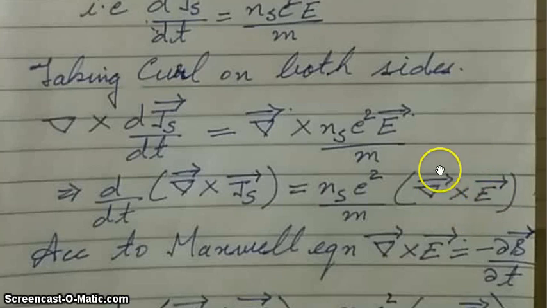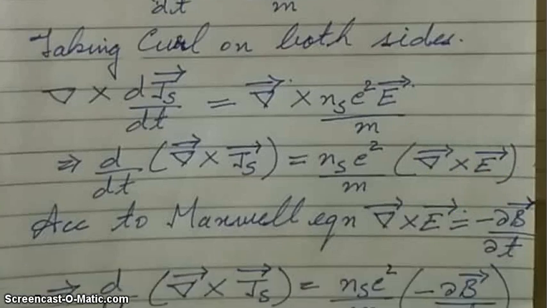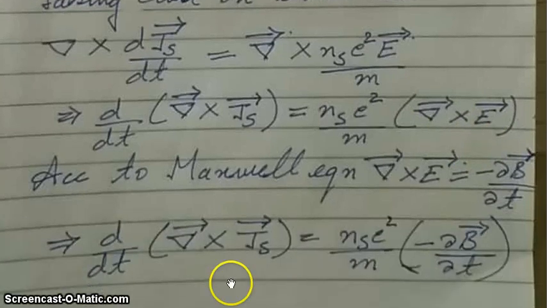In the next step, we know that this is Maxwell's third equation: del cross E vector is equal to minus ∂B/∂t. Now put this value of del cross E here. Instead of del cross E, write minus ∂B/∂t in the next equation. This means d/dt of del cross Js is equal to ns e²/m into minus ∂B/∂t. I just put the value of del cross E here, that is minus ∂B/∂t.